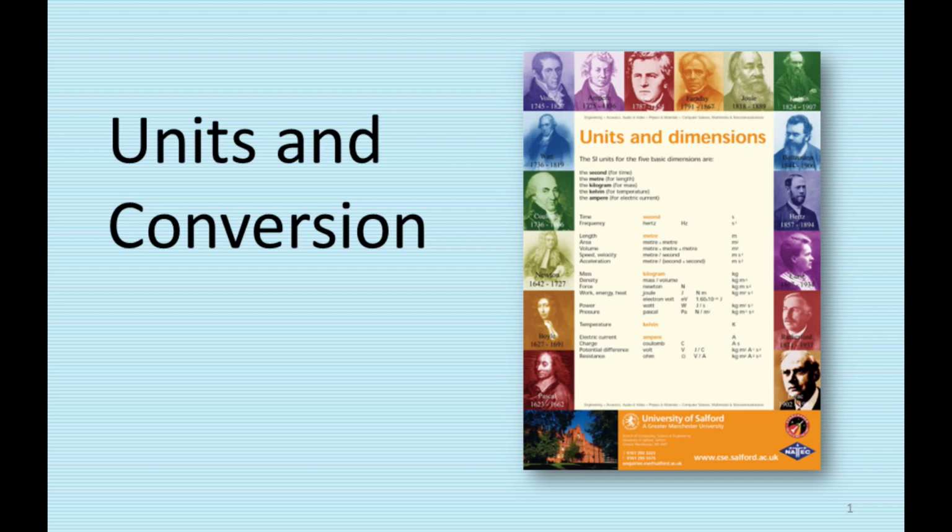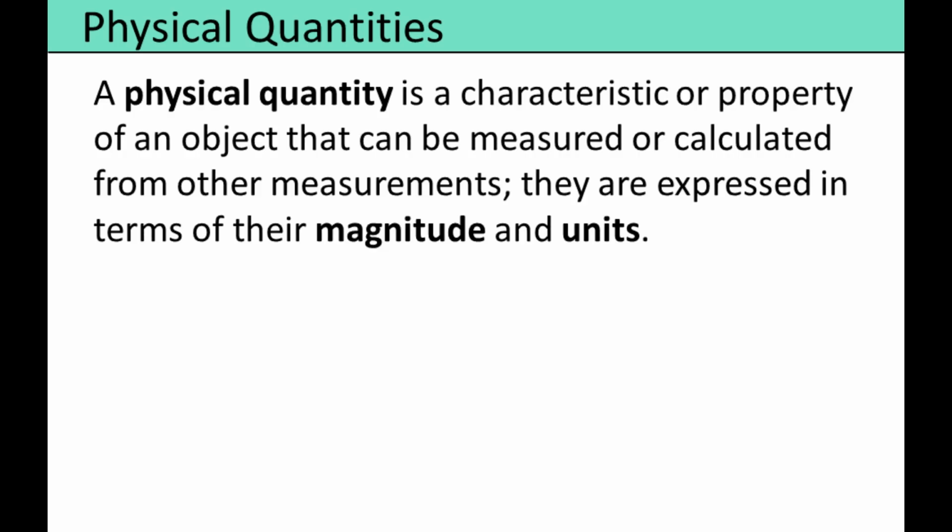Physics is a science that deals with properties of objects and the relationships among them. For those relationships to be established, the properties involved must be measurable or able to be calculated from other measurements. A property that can be measured or calculated is called a physical quantity, and to be expressed unambiguously, we need to specify its magnitude and units.